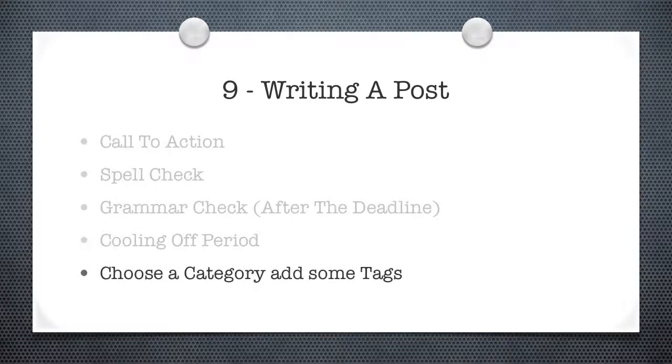Next thing you want to do is go ahead and choose a category and add some tags. So when you think category, you think generic, and when you think tags, you think specific. So tags are like keywords, and categories are like subjects. So if you had math as a subject, maybe you'd have calculus, which would be like a specific form of math, and that would be like maybe your tag or something. That's like a keyword.